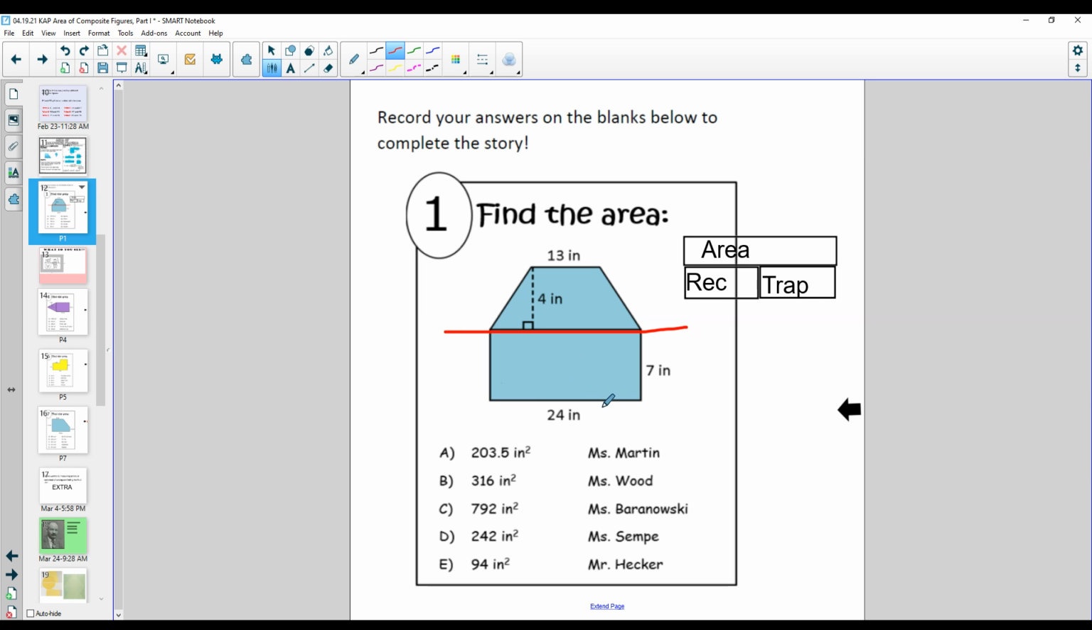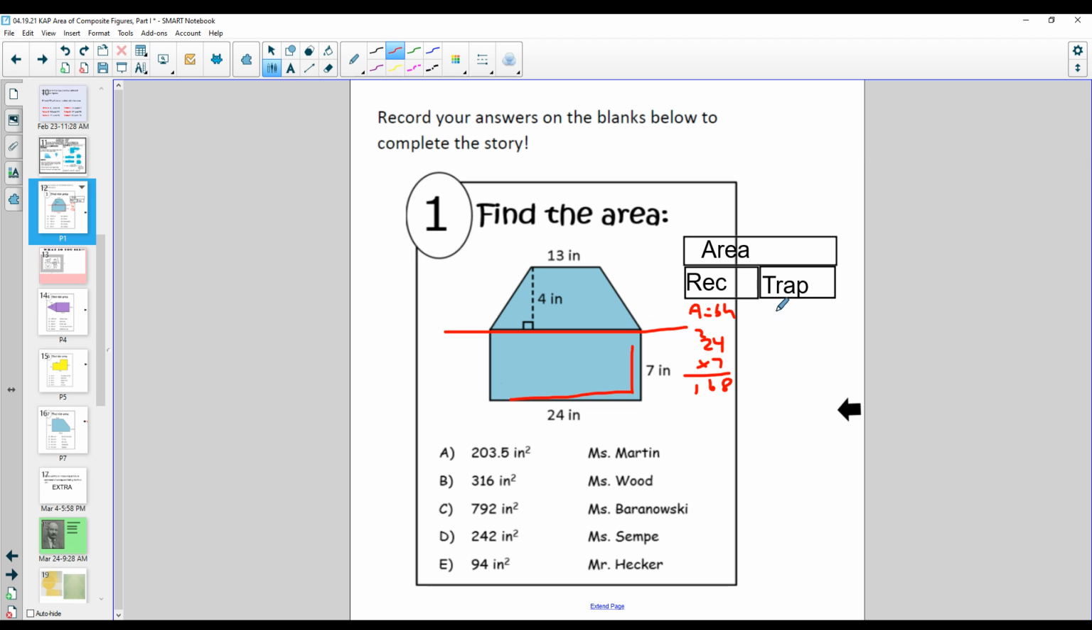To find the area of a rectangle, you must do something called base times height. So the base is 24, the height is 7. So 24 times 7: 7 times 2 is 14, plus 2 is 168.